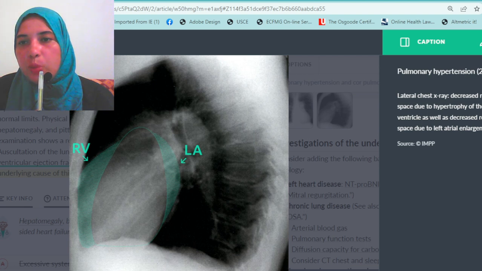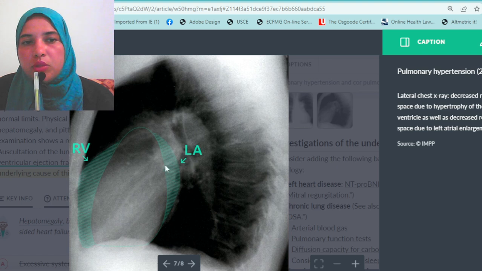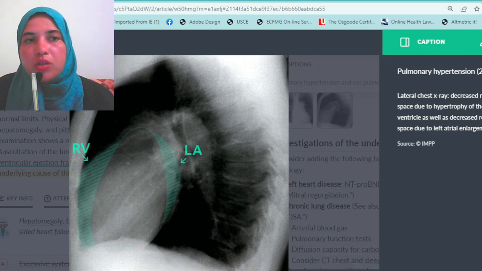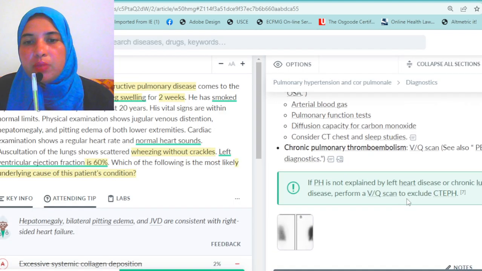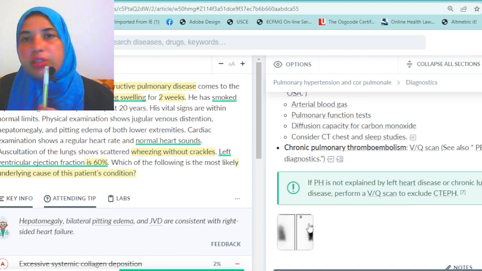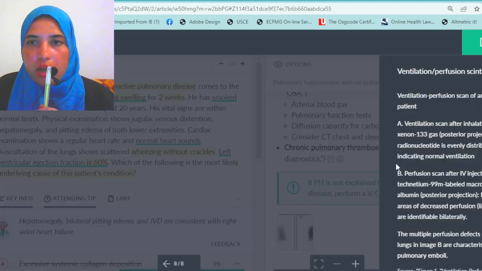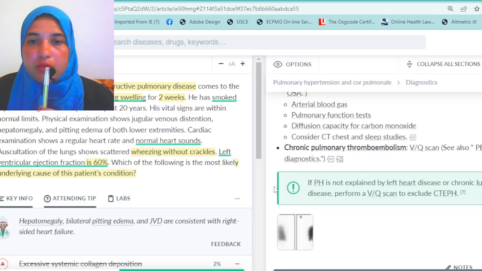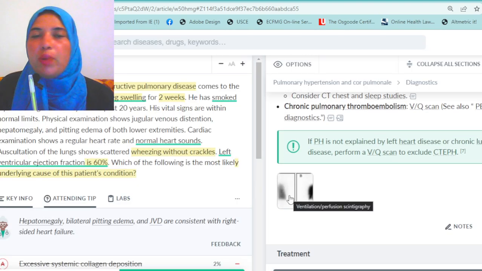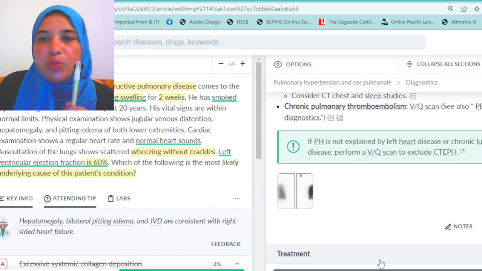Decreased retrosternal space due to hypertrophy of the right ventricle. Okay, so here's the right ventricle. That's how I know it's hypertrophy. That's what I'm looking at. The left atrium as well. Left atrial enlargement. So again, it's incredible, like the learning that you can get just out of one platform. I just think it's really nice. Like everything's there. I don't need to open up a new tab and look at x-rays of pulmonary hypertension and what it is I'm supposed to be looking at.